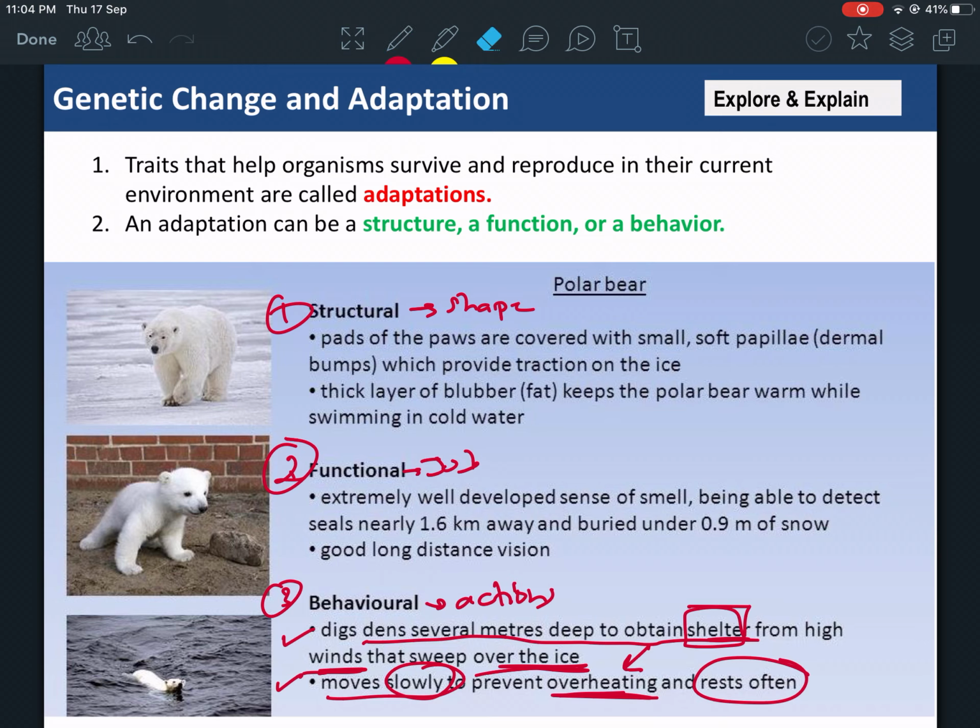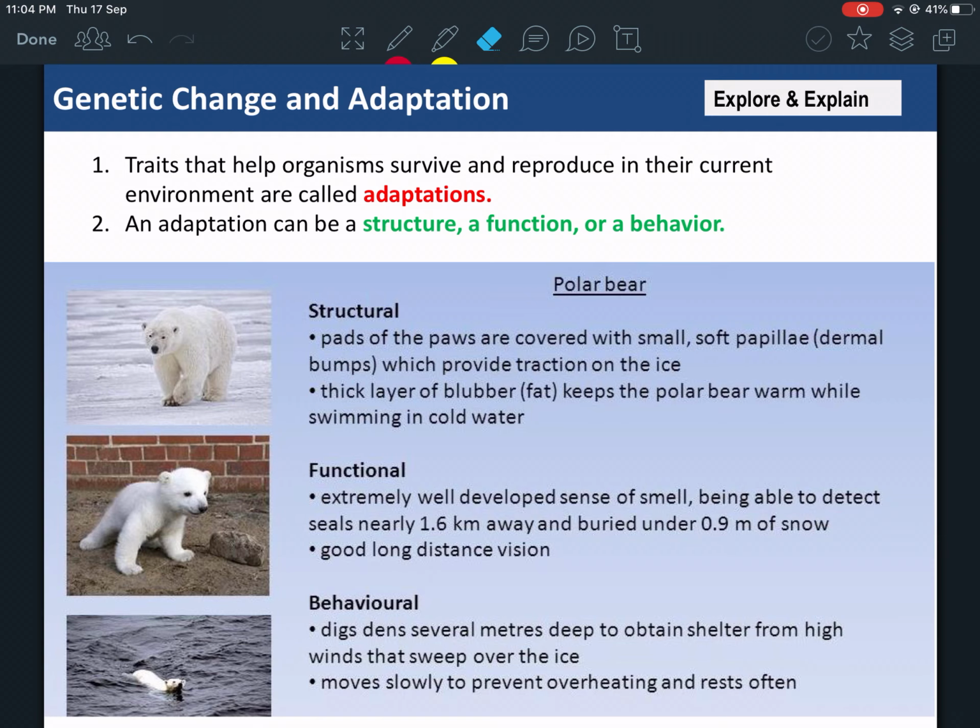So any species goes through adaptation in order to survive in its environment. Here they give you the example of the polar bear to explain the three types of adaptation, which are structural, change in the shape; functional, change in the job of a certain sense; and behavioral, change in the actions. That's what you have to know for today.